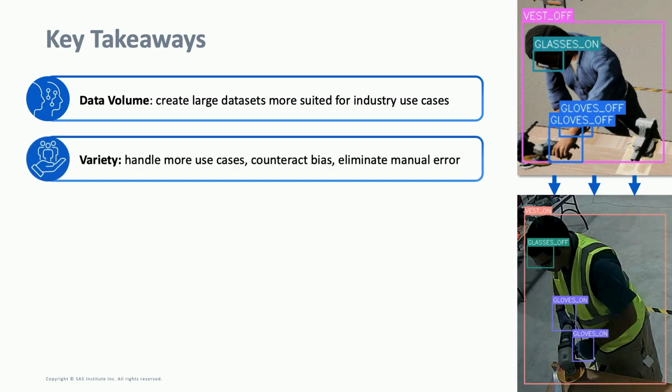And then variety, both good and bad. So on one hand, we can make data that has a ton of variety. We have all the different permutations of PPE, height, weight, colors, sizes, et cetera. It's also very easy to add new stuff.